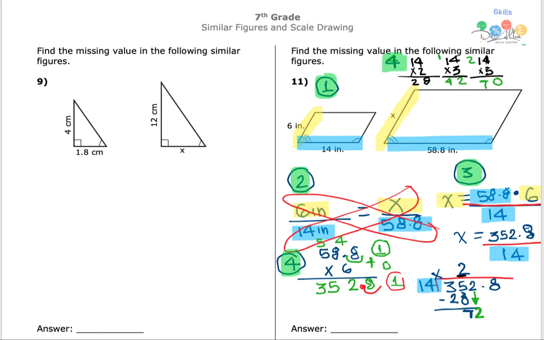We're going to put a 5 right here. Knowing that 14 times 5 is 70, we already worked it out. So we subtract that 70. And then we're going to have a 2.